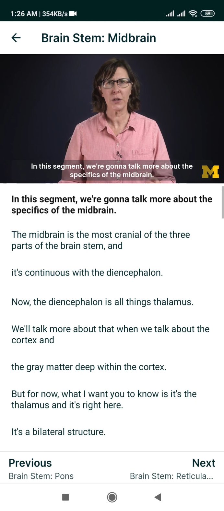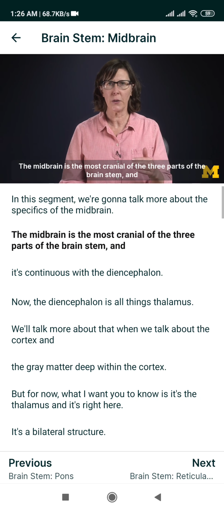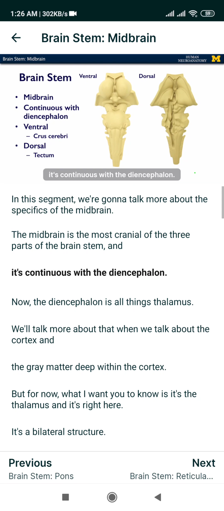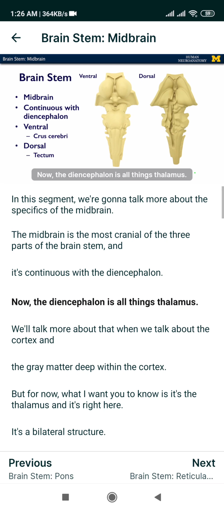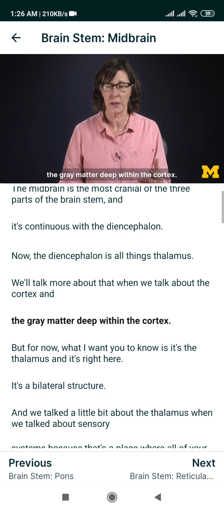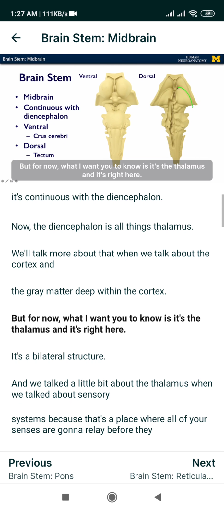In this segment, we're going to talk more about the specifics of the midbrain. The midbrain is the most cranial of the 3 parts of the brainstem, and it's continuous with the diencephalon. Now, the diencephalon is all things thalamus. We'll talk more about that when we talk about the cortex and the gray matter deep within the cortex. But for now, what I want you to know is it's the thalamus, and it's right here.